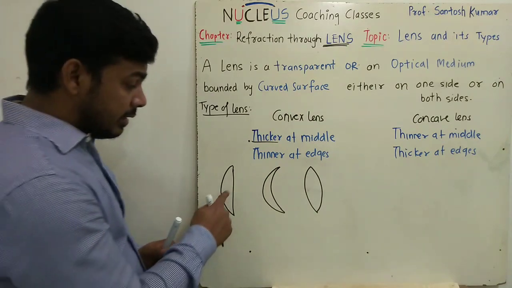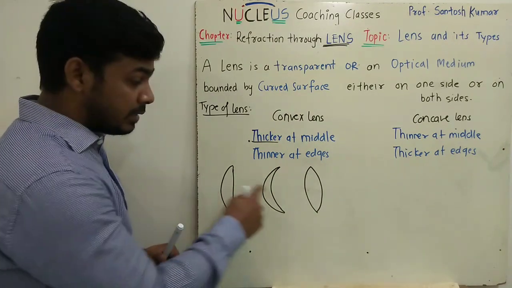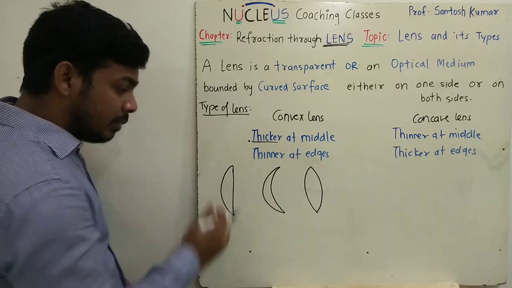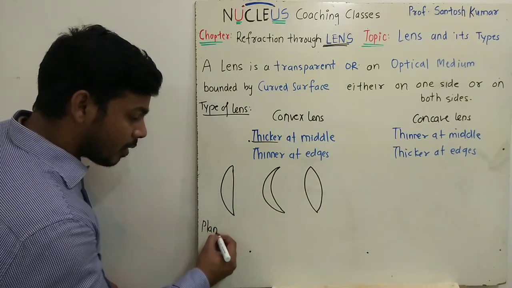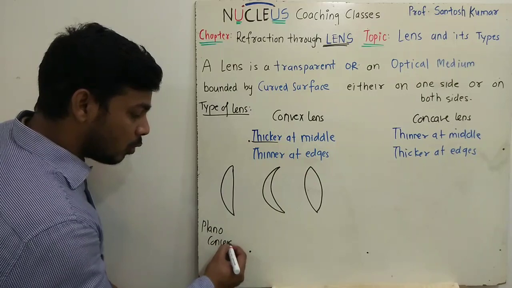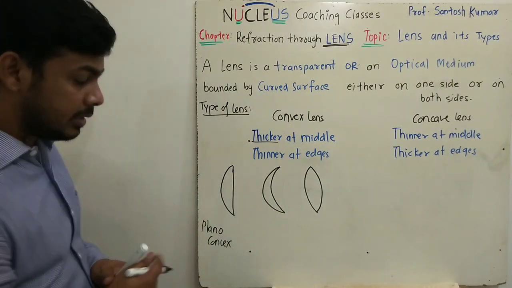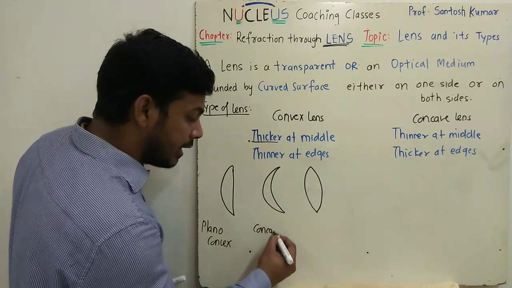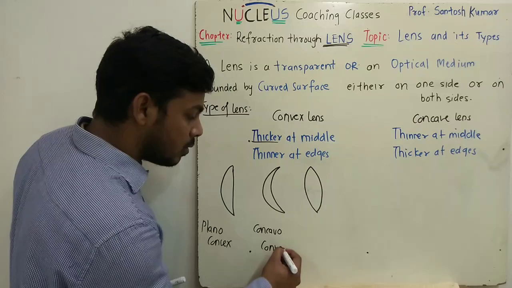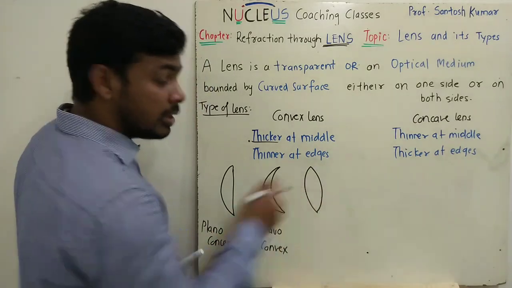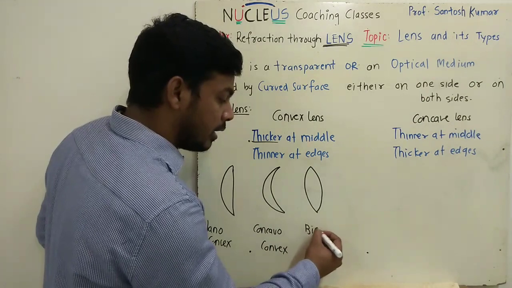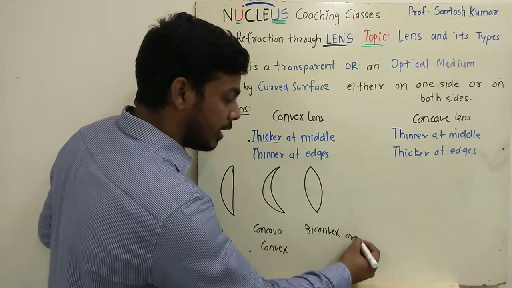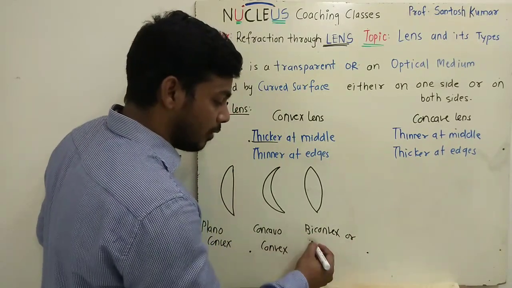But as I said, this has one plane surface and the other convex, then concave and convex, then both convex, so there is some name to it. So I would name this lens as plano convex lens. Here one of the surfaces is concave and one is convex, so it is called concavo convex, and here both the surfaces are convex, so it is called biconvex, or you can call it a double convex.